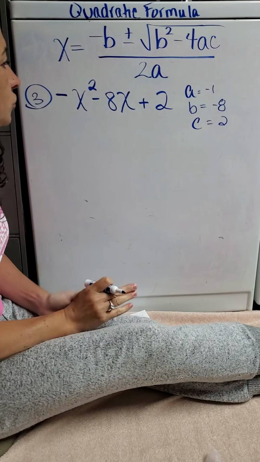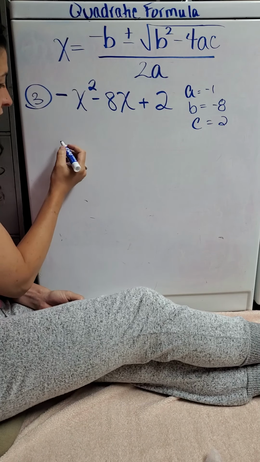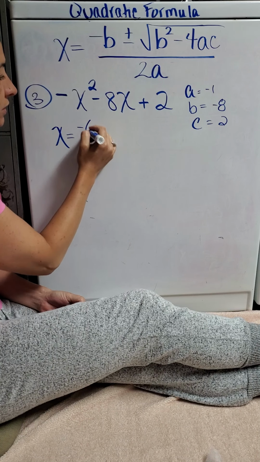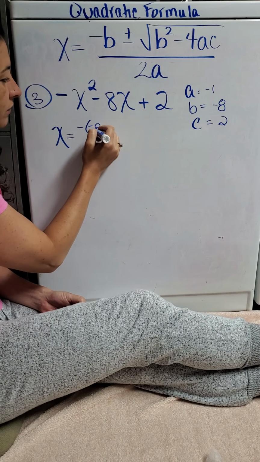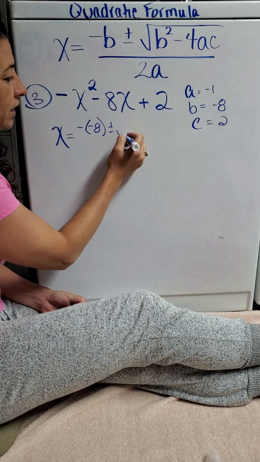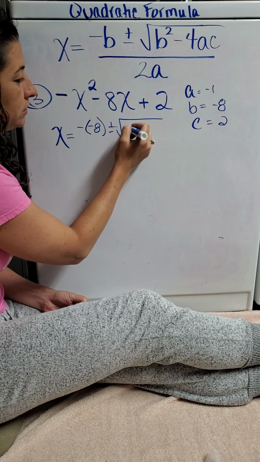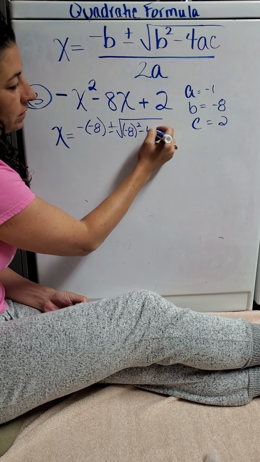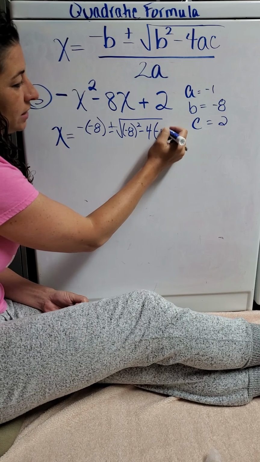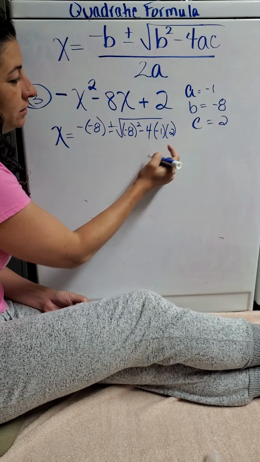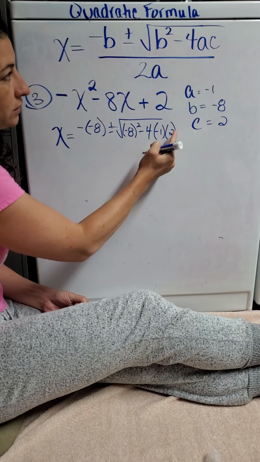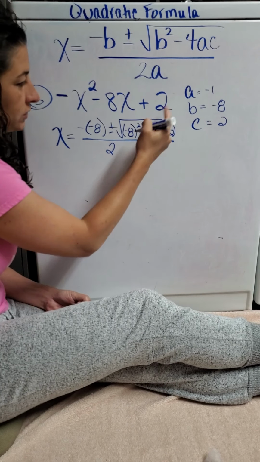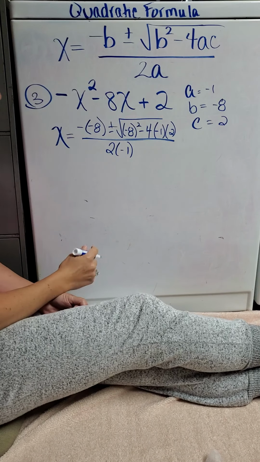All right, so filling that into our quadratic formula, x equals -b, which is -8, plus or minus the square root of b squared minus 4 times a times c. See, a is -1, c is 2. I'm plugging it into here, all over 2 times a, which is -1.